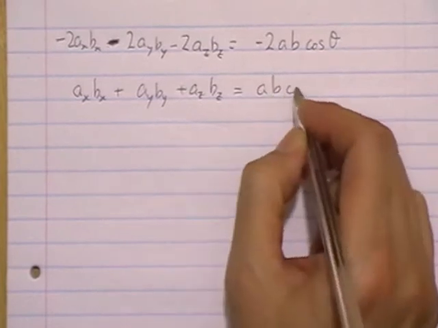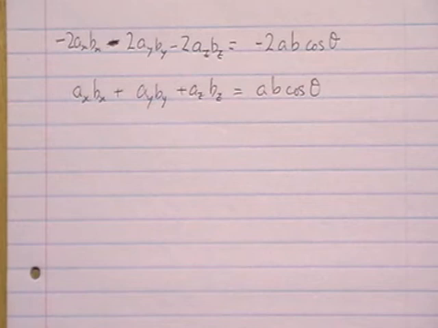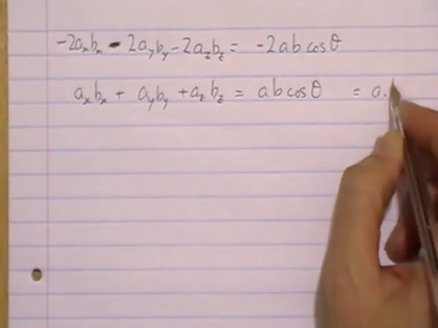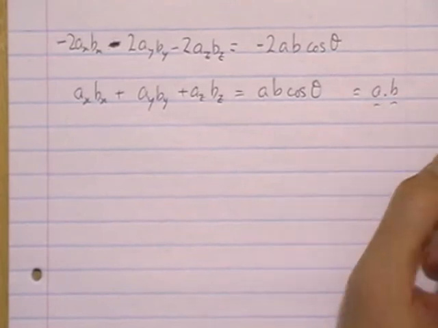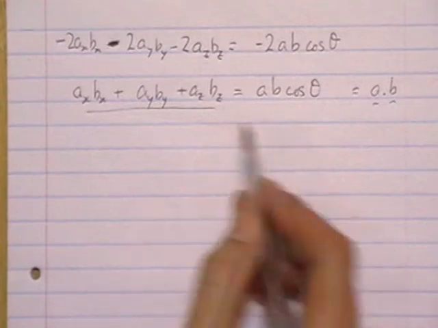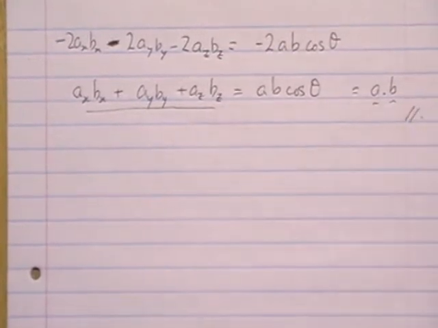This is what we'll get. And by definition, this is the dot product, and this is what we want to prove. So therefore, we have done it. We've proven the first property.